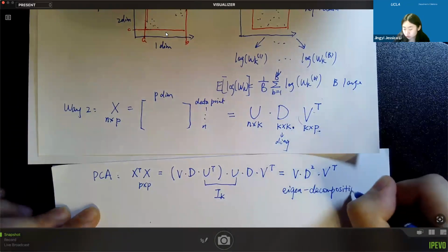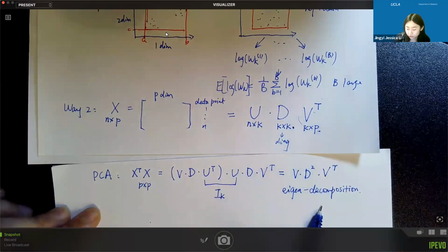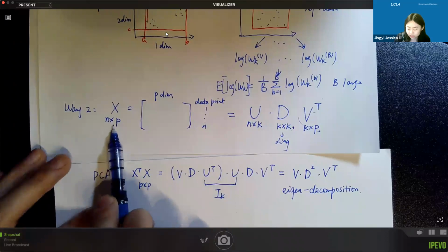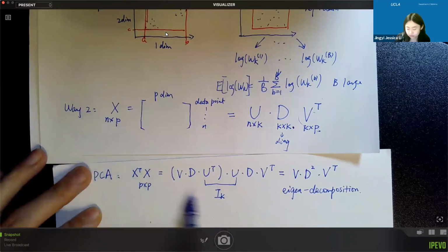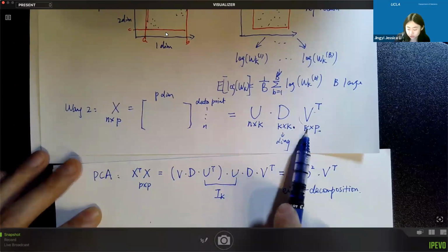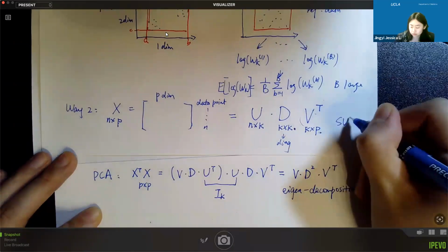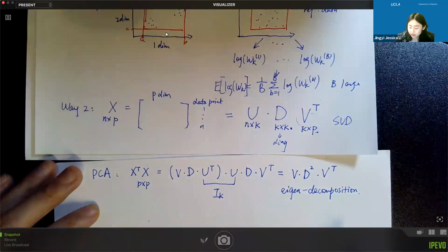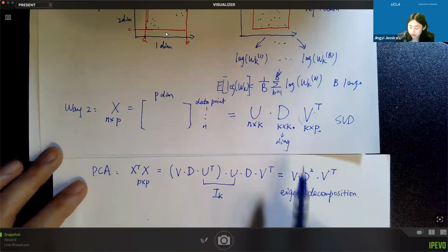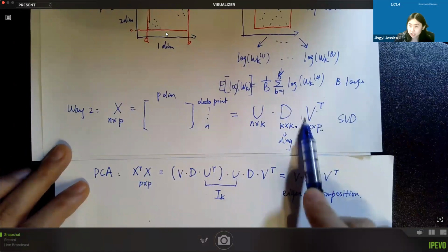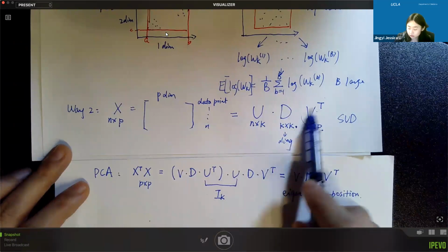In linear algebra, Eigen Decomposition is for a symmetric matrix. It doesn't work for non-square matrices. But singular value decomposition is more general. It can be applied to any matrices. So you see here the V is still this V. In the Eigen Decomposition, what we keep are the column singular vectors.